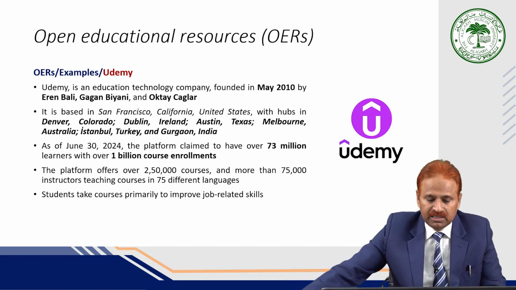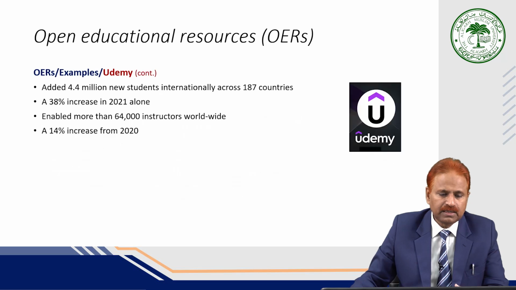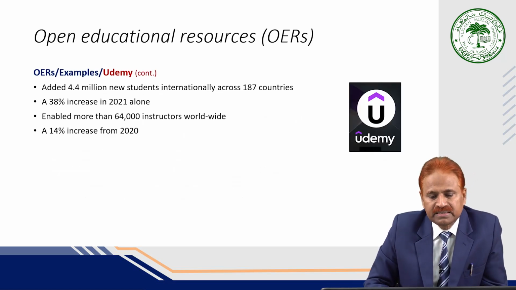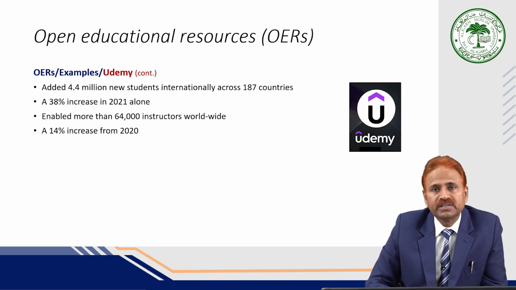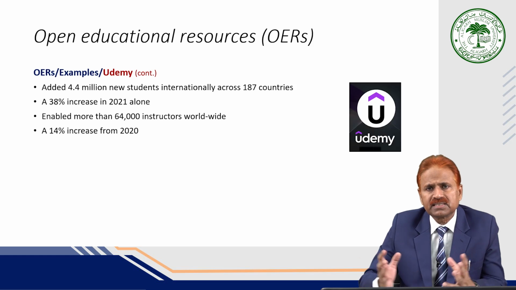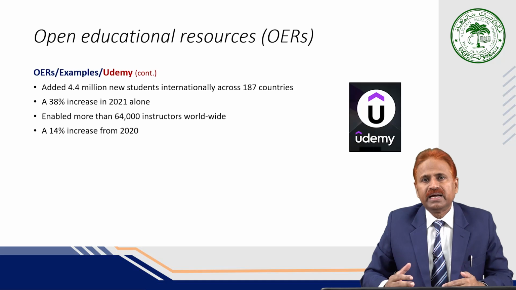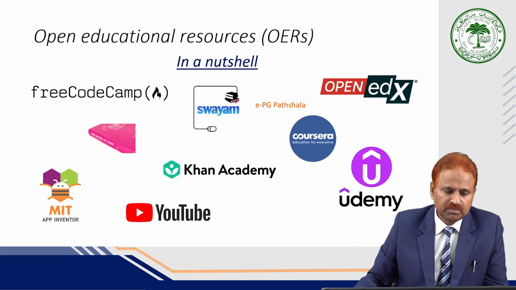Students take courses primarily to improve job-related skills. Some professional courses are also there. You can do these courses to enhance your professional skills. It added 4.4 million new students internationally across 187 countries, a 38% increase in 2021 alone. It enables more than 64,000 instructors worldwide, a 14% increase from 2020. So these are the statistics related to Udemy, from which you can see how big these platforms are and how rich they are in terms of offering various kinds of courses and learning materials.